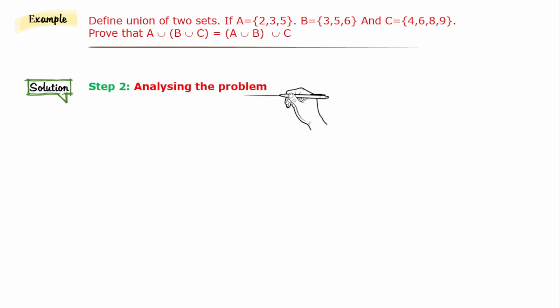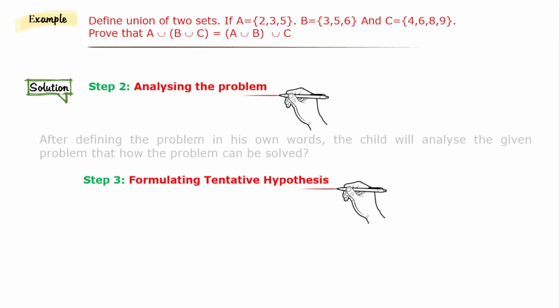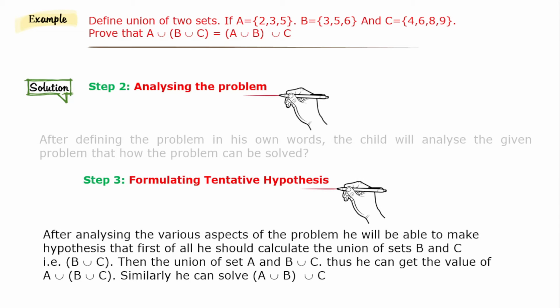The second step is analyzing the problem. After defining the problem in his own words, the child will analyze the given problem, that is, how the problem can be solved. Now, the third step is formulating a tentative hypothesis. After analyzing the various aspects of the problem, he will be able to make a hypothesis that first of all he should calculate the union of sets B and C, that is B union C. Then the union of set A and B union C. Thus he can get the value of A union (B union C). Similarly, he can solve (A union B) union C.